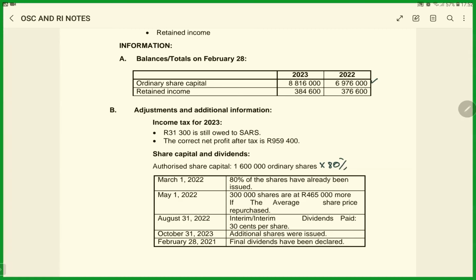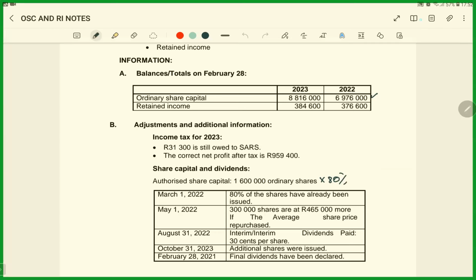Okay, sir. I'm a bit confused, but can I explain what I did? Yes, you can explain. They say here that on the 1st of March, 80% of the shares have already been issued. So does that mean we have to calculate 80% to get the number of shares already issued? Yes, you have to calculate using the authorized share capital.